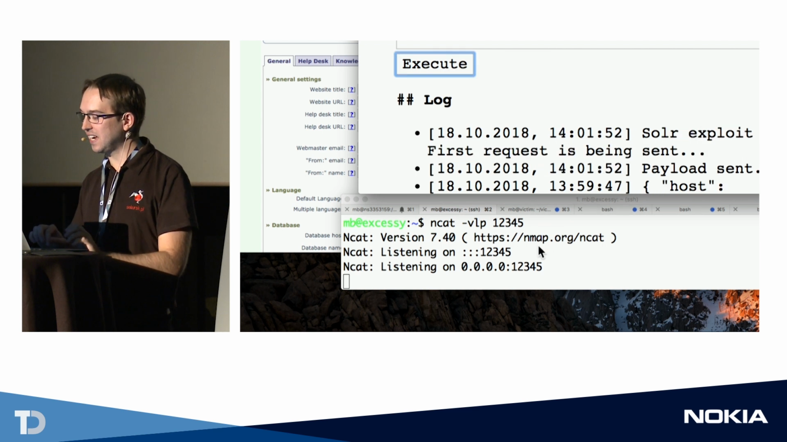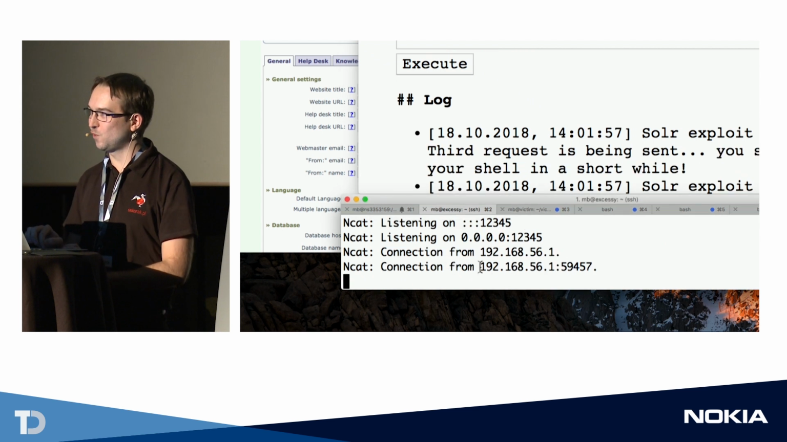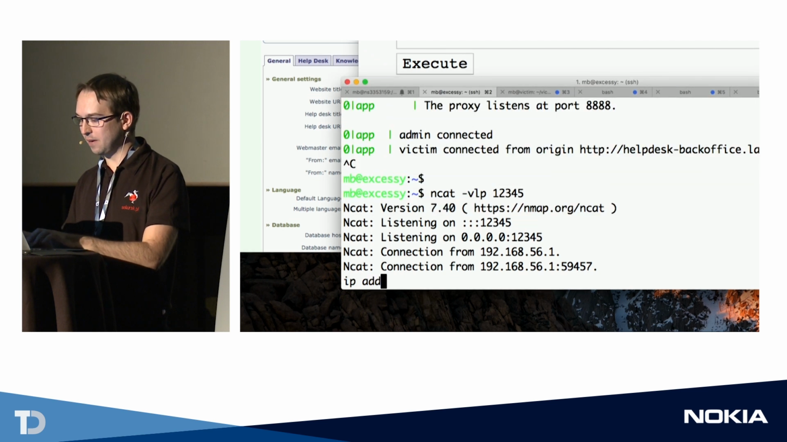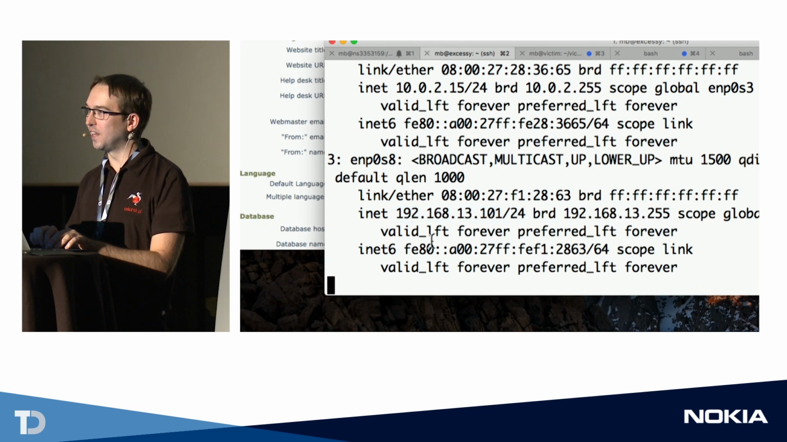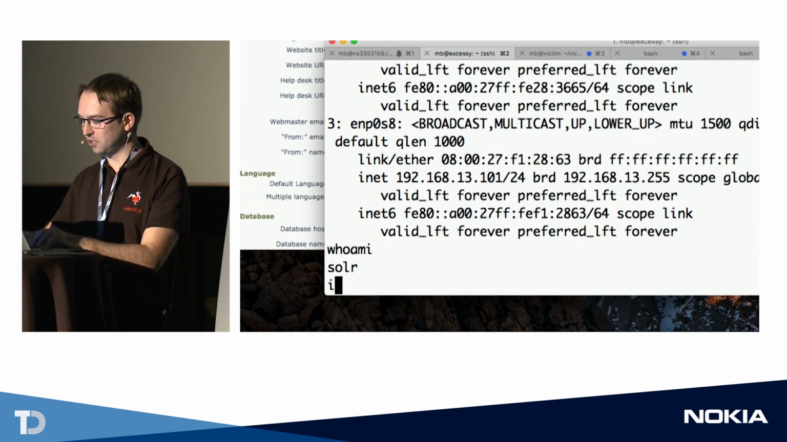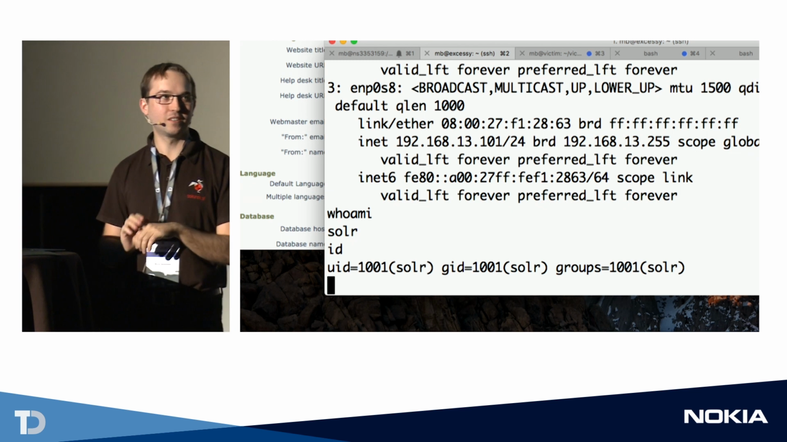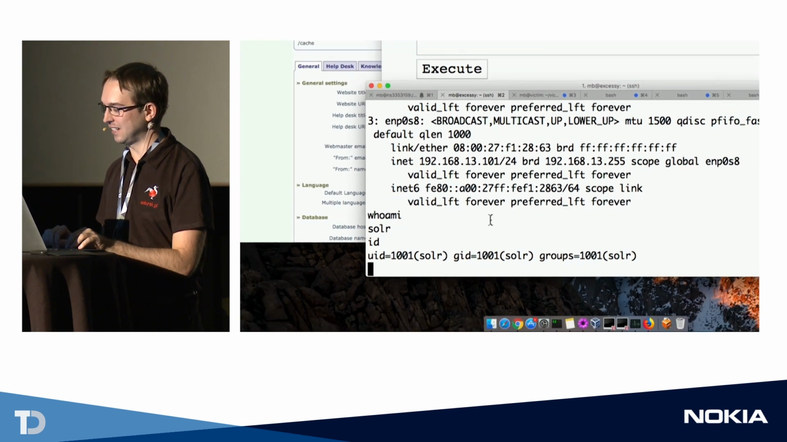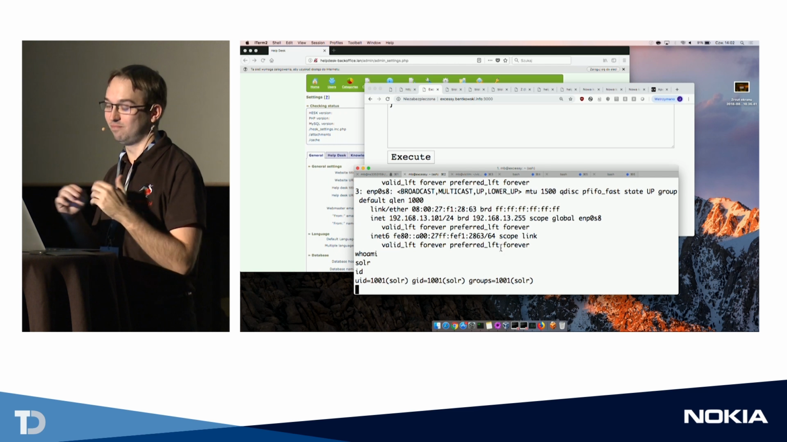So first request is being sent, 2nd request, and 3rd request, and connection from some other server. And now I am able to execute any command on the server 13.101. Who am I? I am solr. So I went from the browser world to the network connection world. I can attack other services in the local network of the victim. So this is pretty amazing.